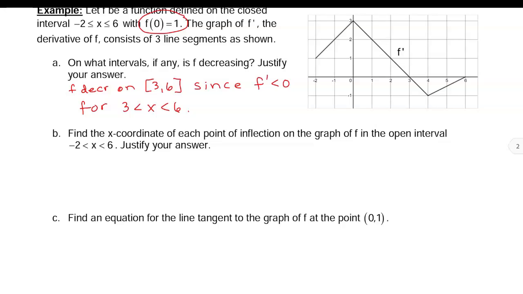So notice that f prime changes from increasing to decreasing at x equals 0. And then it changes from decreasing to increasing at x equals 4. Therefore, the graph of f has points of inflection at x equals 0 and x equals 4.